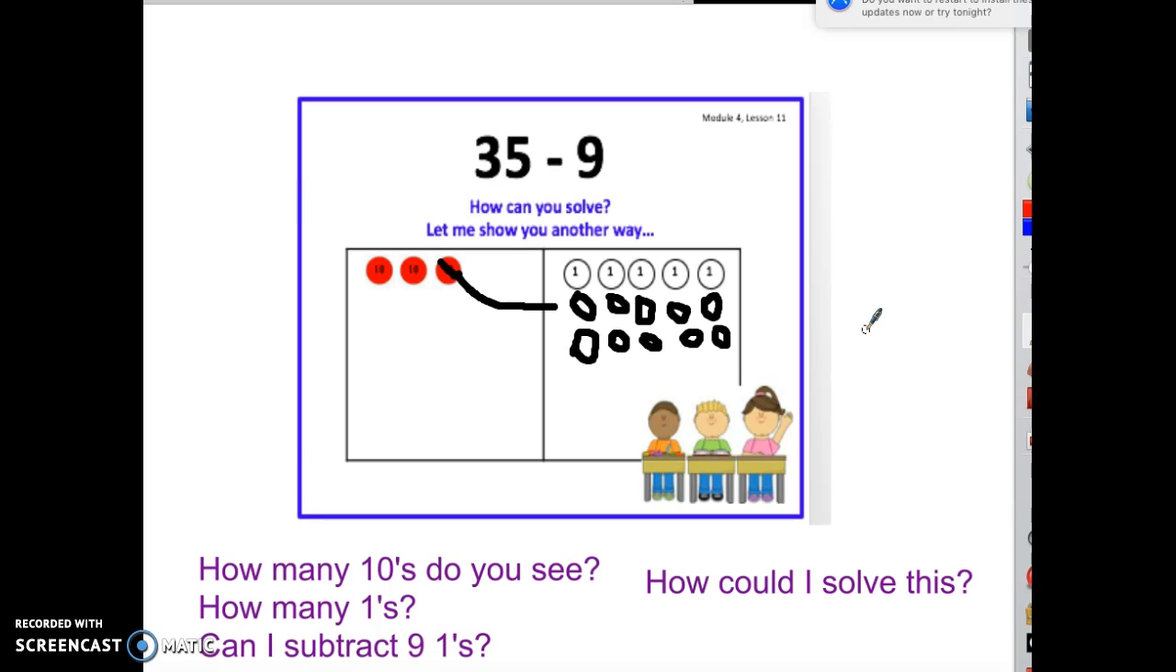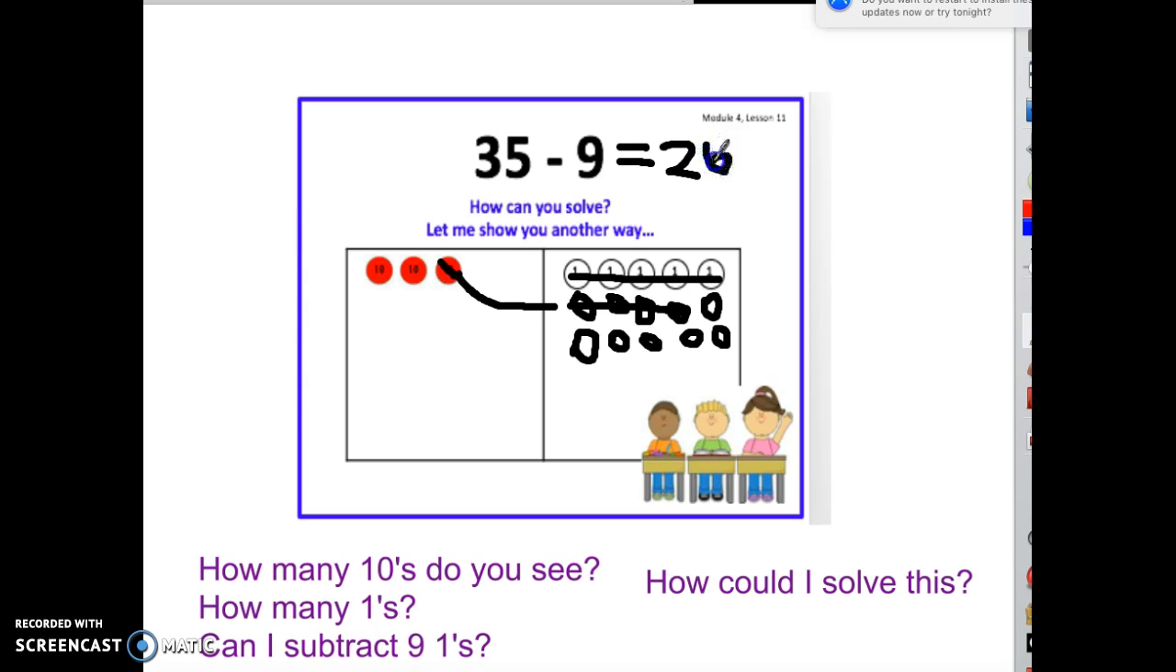And can we do that now? We can. So I'm going to subtract 9. And what do we have left? We have 2 tens and 6 ones. And what does that equal? 2 tens, 6 ones. It equals 26.